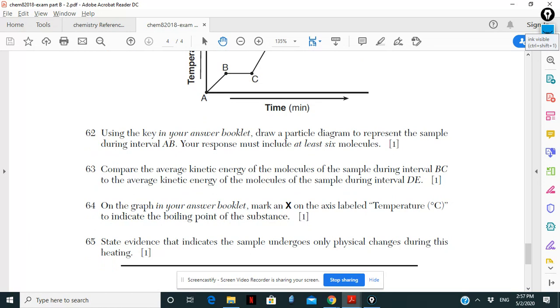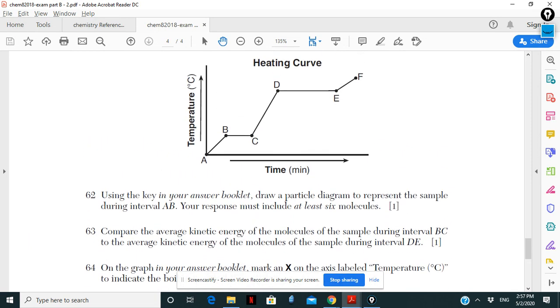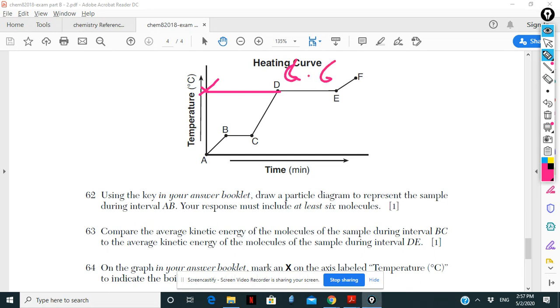Question number 64. In your answer booklet, identify the temperature that indicates the boiling point. So the boiling point is here. Why? Because this has liquid and it's going to turn to gas. So that's the temperature that steadily has both phases. Okay.